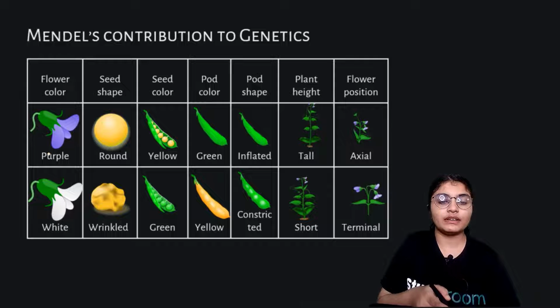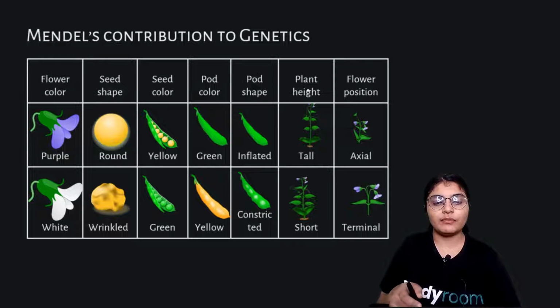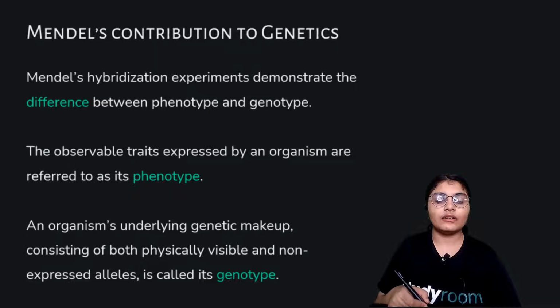Here we have the flower color, the seed shape, the seed color, the pod color, the pod shape, the plant height, and the flower position. So these are the contrasting traits that we have, and these traits were very wisely used by Mendel in his experiments, right? Now, about how he did those experiments.